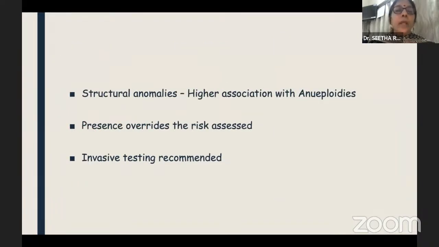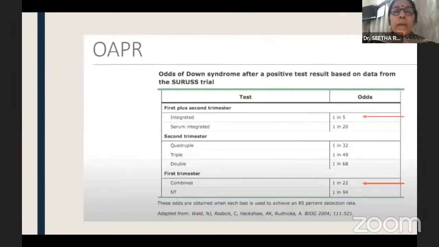and develop normally. So when I was talking about the odds of having a positive result, this study was done long back, and they actually predicted what the odds of having a positive test are based on these tests. And when you see the first trimester combined test, if it comes back as positive, the odds are 1 in 22, and that is what you need to tell the couple. Or if you're doing a quadruple test, 1 in 32, and the triple test we no longer use. So this is where we counsel them accordingly: this test has an OAPR of 1 in 22, whereas the quadruple has an OAPR of 1 in 32.